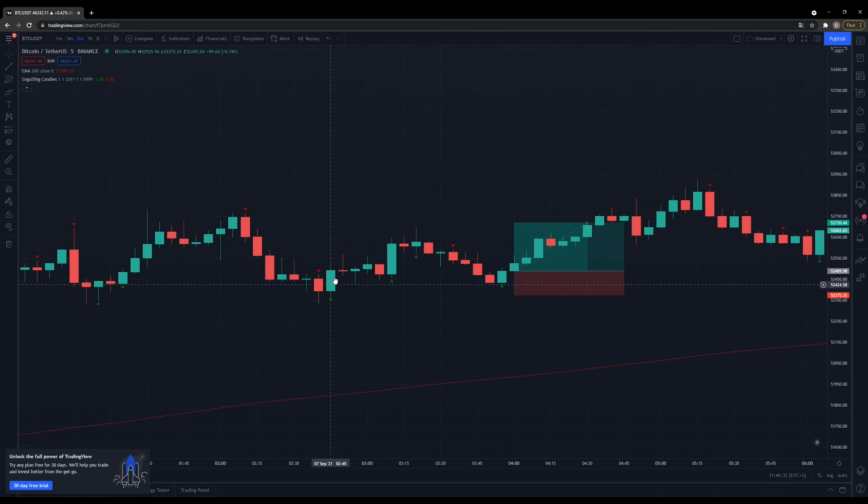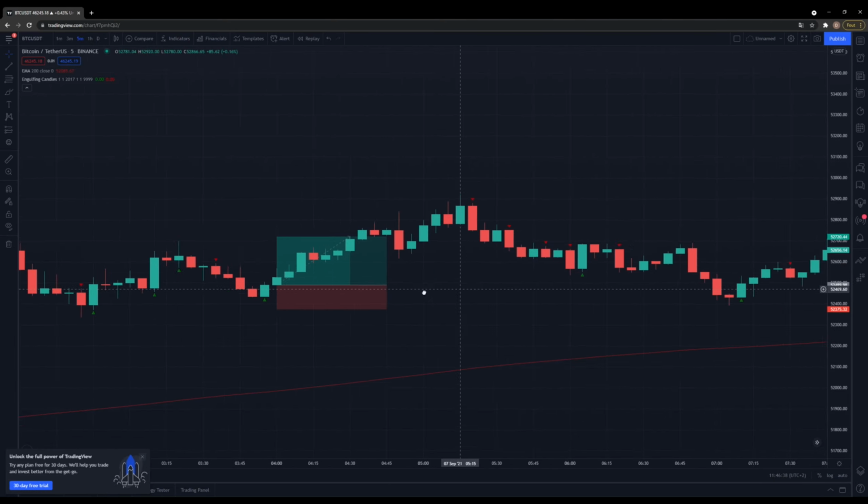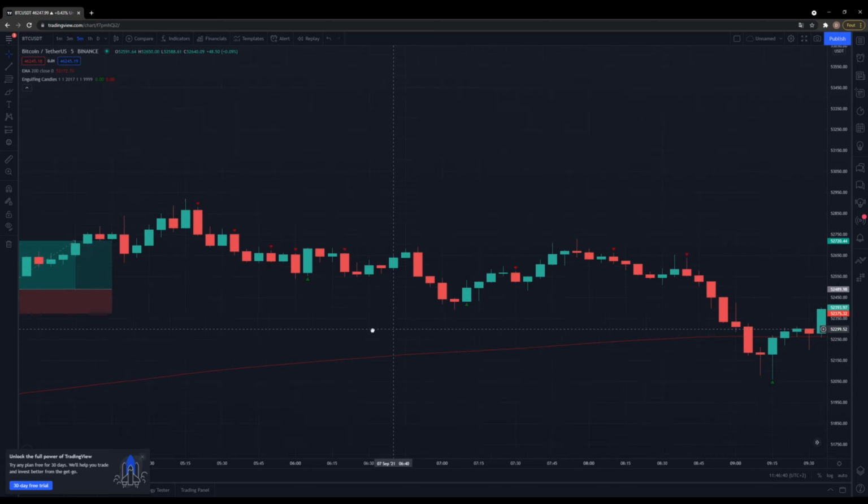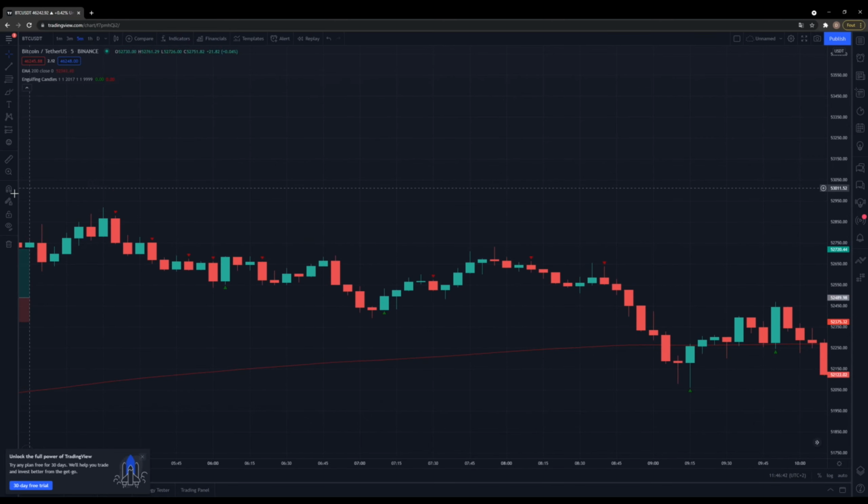So we will not take an entry here because we don't have 3 red ones. We don't take one here. We don't take one here. We took one here. We don't take one here. We take one here, because we have more than 3 red candles.